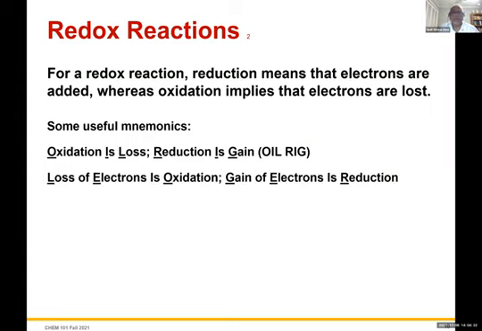There are so many mnemonics. Loss of electrons is oxidation, gain of electrons is reduction. Another mnemonic is LEO, L-E-O. Leo the lion says GER: G means gain of electrons, reduction. Now, how many of you got the idea that loss of electrons is oxidation, gain of electrons is reduction?